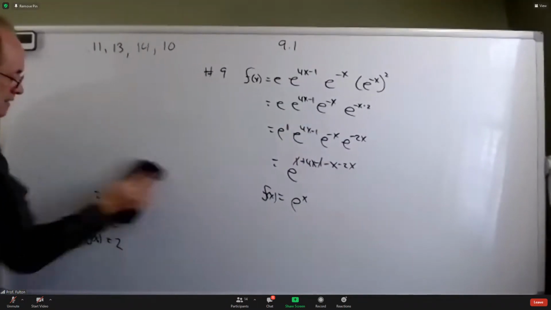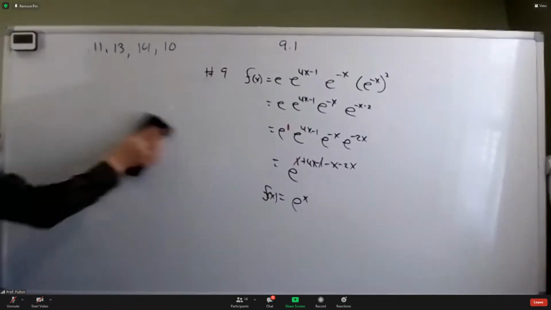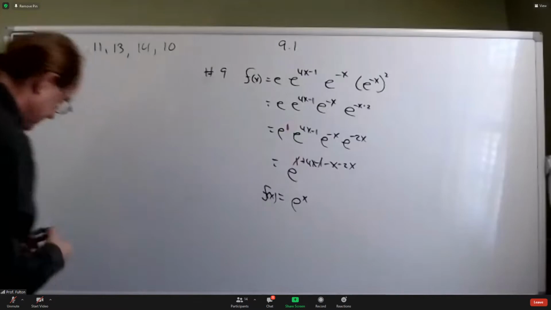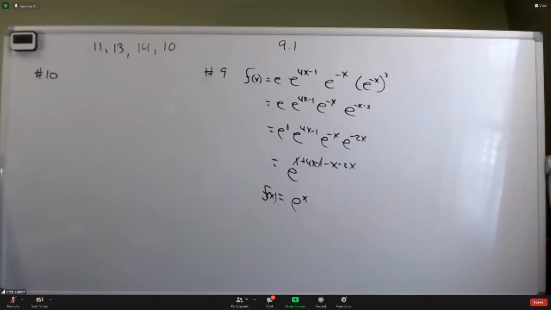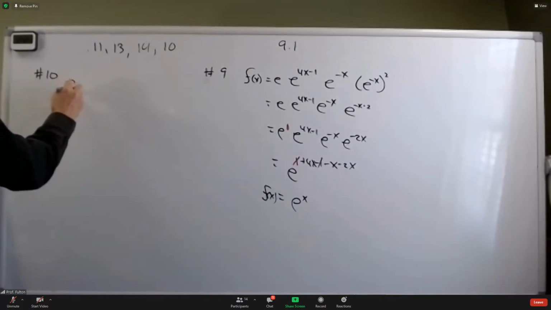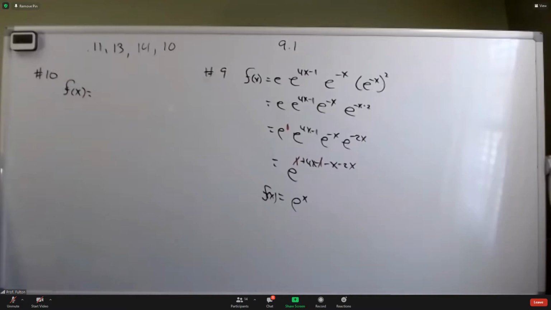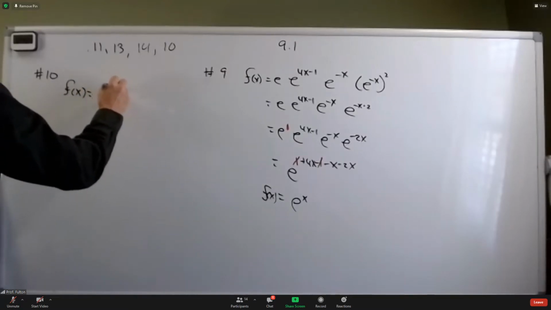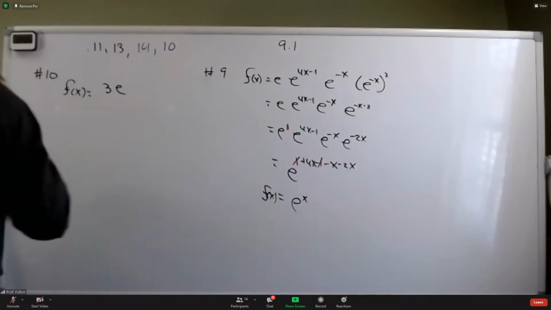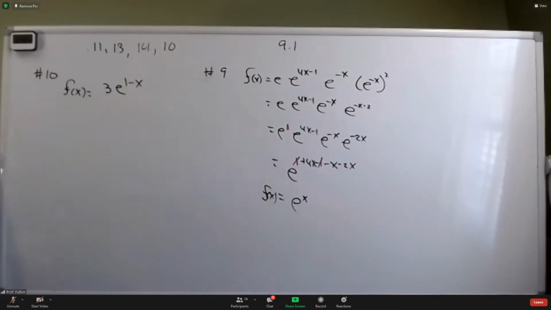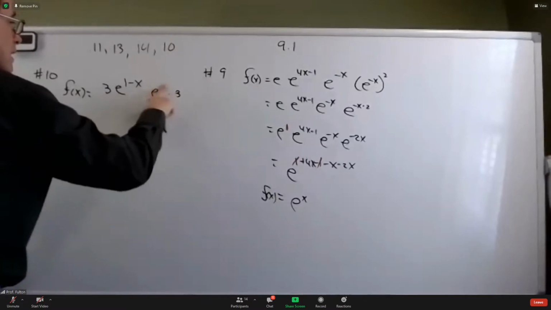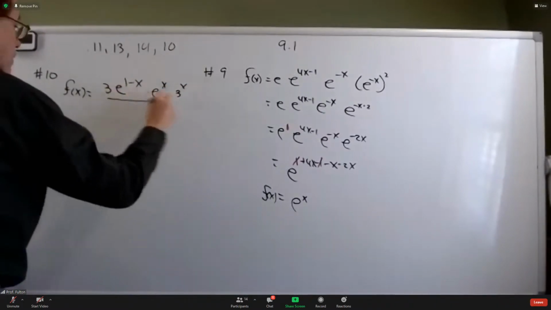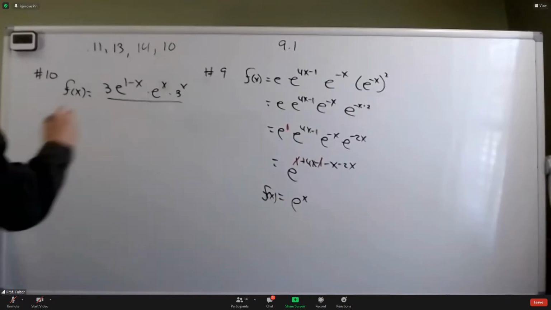Number 10. Now this is the algebra manipulation skills you should be getting up to, being able to do this without a lot of fanfare and difficulty. So 3 times e to the 1 minus x times e to the x times 3 to the x, all over 3 to the 1 minus x.